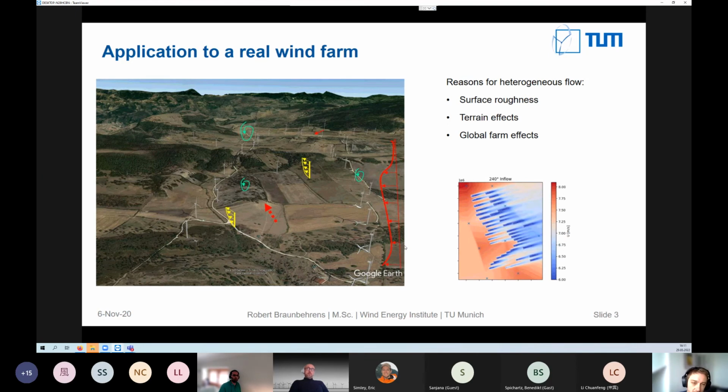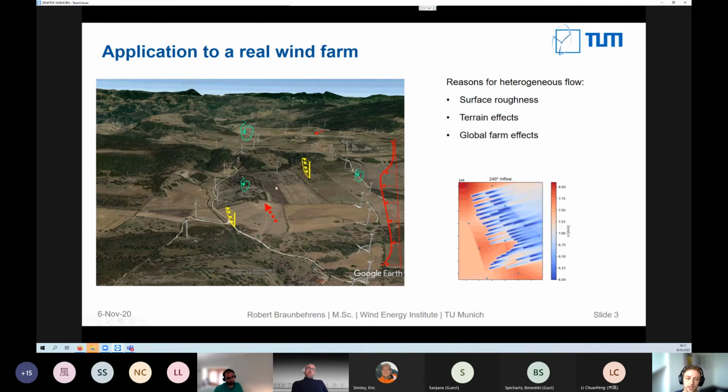And so the next step is this Google Earth picture of a real wind farm. And here you could have not exactly the same, but analogous problems. You could also have a gradient or profile in your inflow. You could also have different shear depending on the forest, depending on the roughness of your wind farm. You could also have different turbulence intensity.